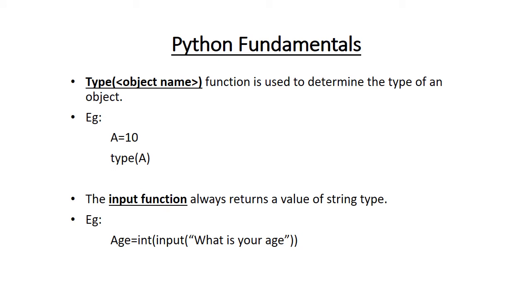Type method or type function. The type function is used to determine the type of an object. Example: a = 10. type(a) will print integer.